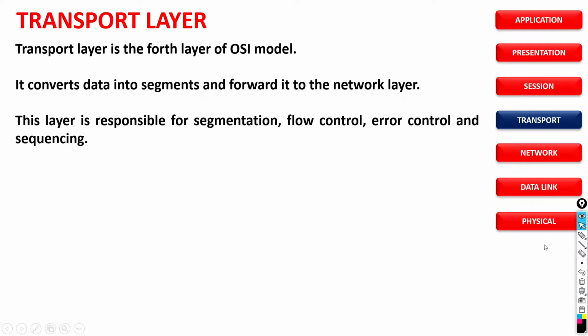Next is, this layer is responsible for segmentation, flow control, error control and sequencing. As I have explained, segmentation means breaking the data into small parts. Okay, this is done. Next is flow control. You are sending data, right? Whether the data is sent to the destination or not, at what speed data is going in the network, all of this task is done by the transport layer, plus error control, right?